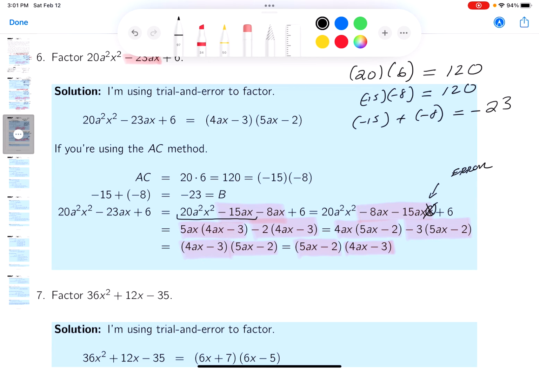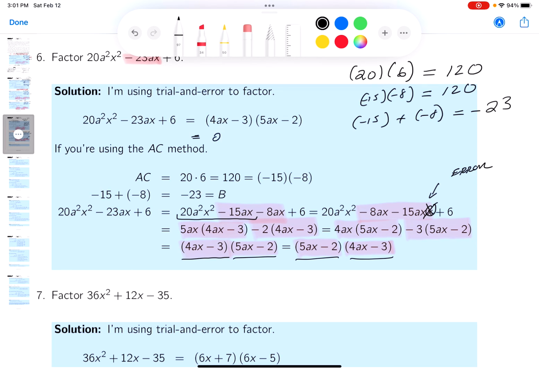All right, can't say it enough times. No matter what you do, you're going to be getting the factors 4ax minus 3 and 5ax minus 2. All right, let's go back up to the top and emphasize that for you. If you were using trial and error, eventually, and I'm going to say within 3 tries, you'd arrive at this. But it does demand that you actually try it to make sure it works.